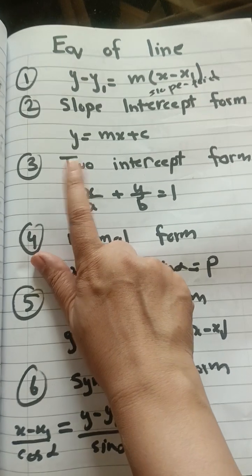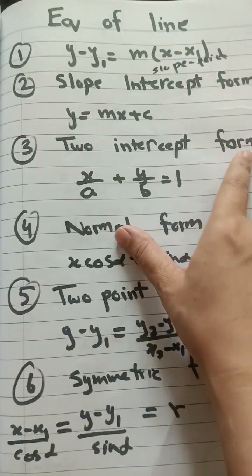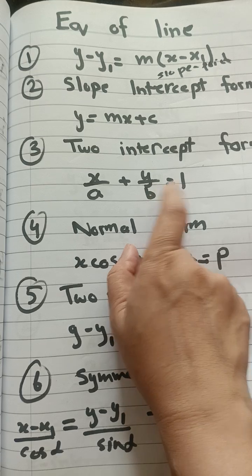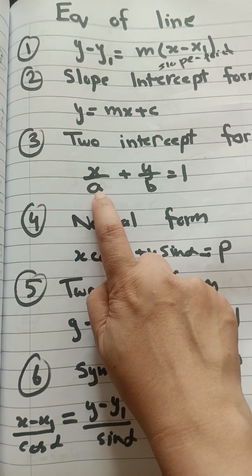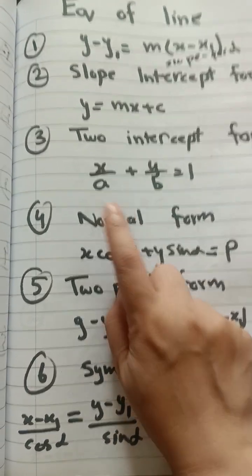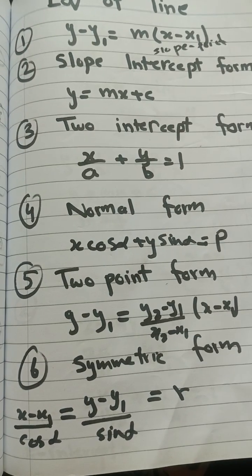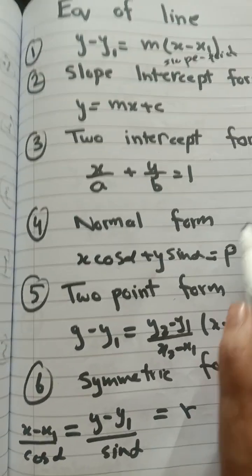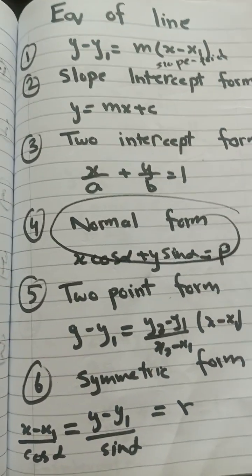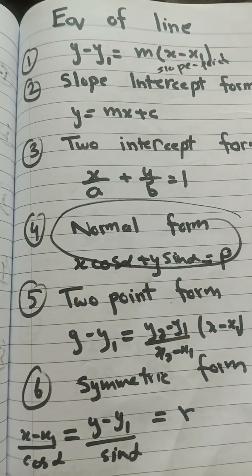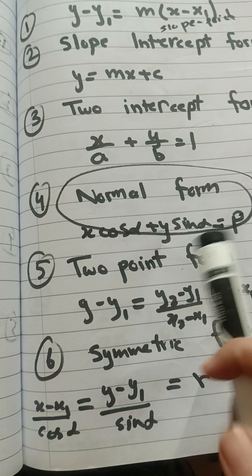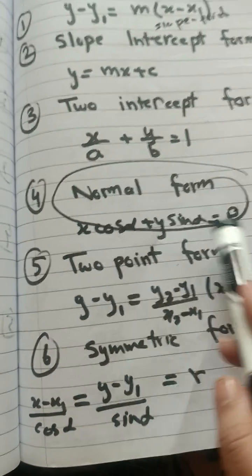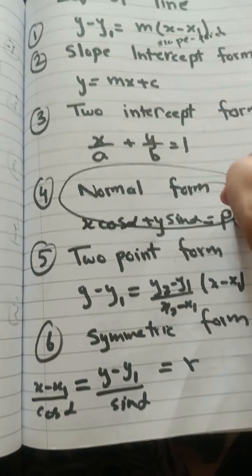Just write the forms. Two intercept form: x over a plus y over b is equal to 1. The denominator of x, a, is the x-intercept and b is the y-intercept. Normal form. The most important form is the normal form. This is mostly given in exams. x cos alpha plus y sin alpha is equal to p. A very important form where cos alpha and sin alpha will be given with x and y, and p is the distance. I will tell you in detail.